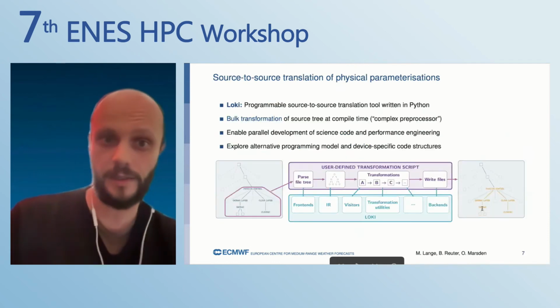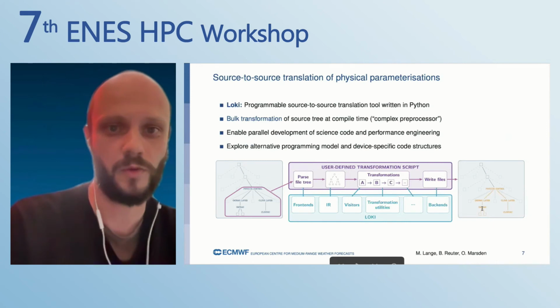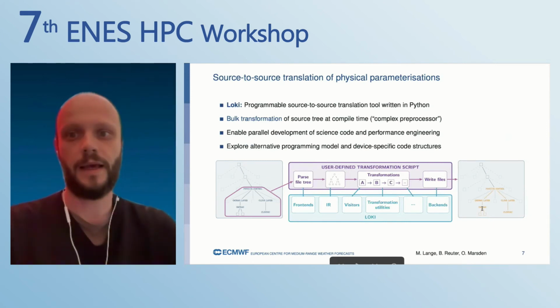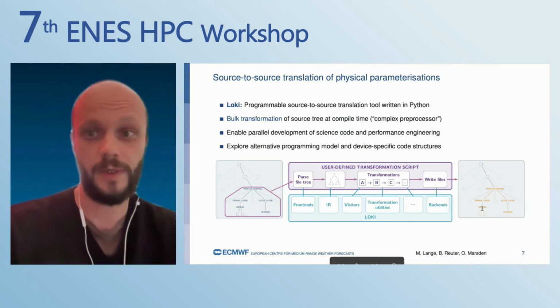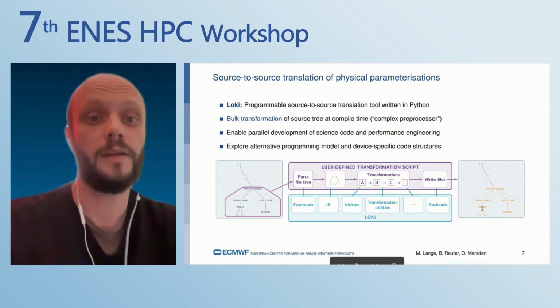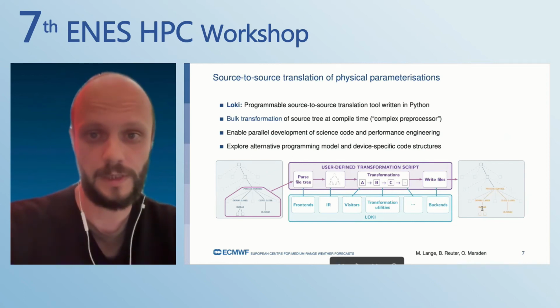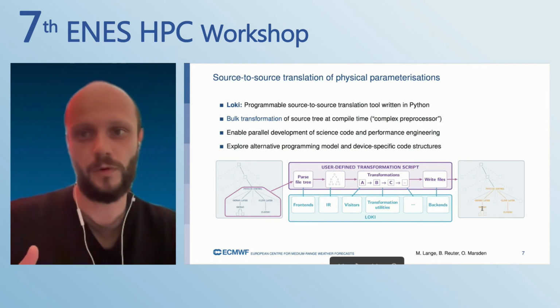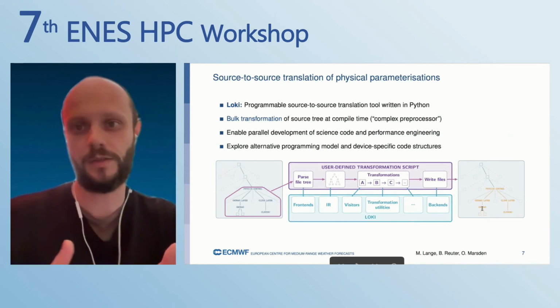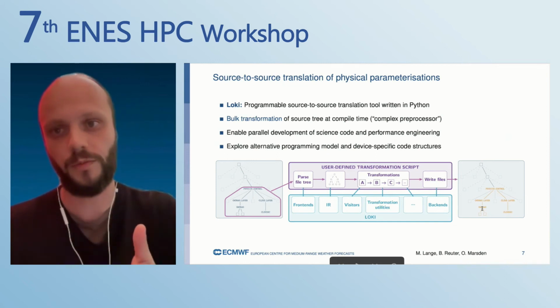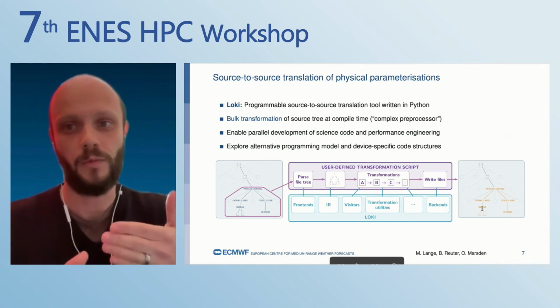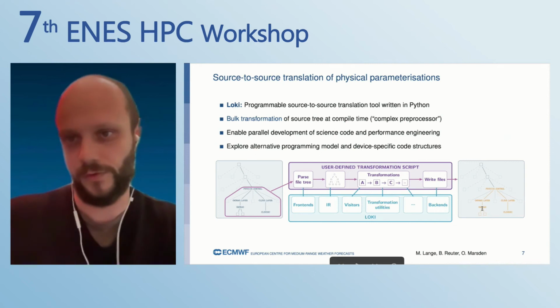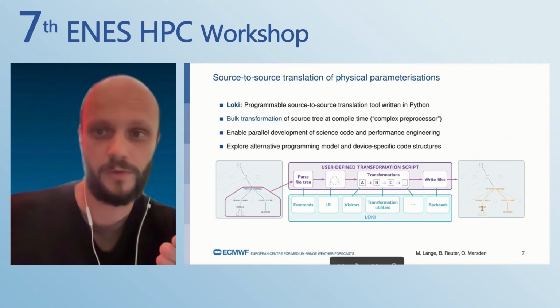And with that, I actually do get to the source-to-source translation of the physical parameterizations. What I can introduce here is an in-house tool codenamed Loki, a programmable source-to-source translation tool written in Python. And the key idea, again, is exactly this. For all the optimizations and transformations towards GPU that will have a detrimental effect on the performance of the CPU, I cannot commit them to the source code.